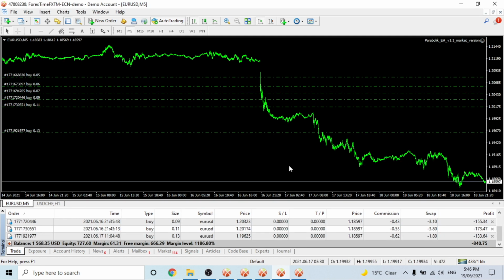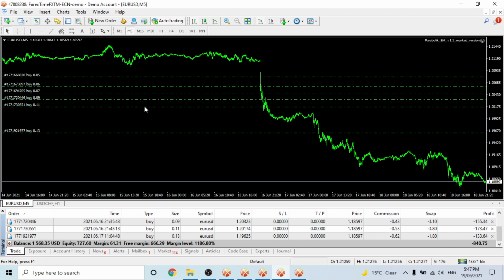Right, and next, Parabolic definitely got caught in the dump, and to be honest, I don't think it would have survived. The only reason why it's surviving right now is because it didn't get to trade the whole time. So we've only got 666 free margin left, and we're down 840. I think had it been allowed to trade this dump here, it would have run out of margin and got margin called with a 0.05 start lot.